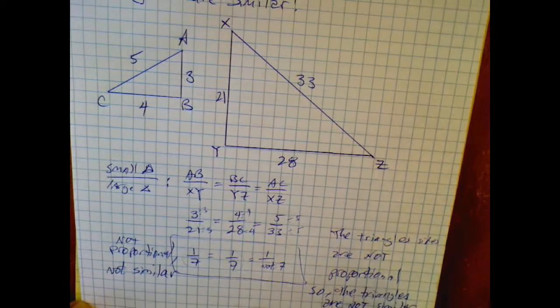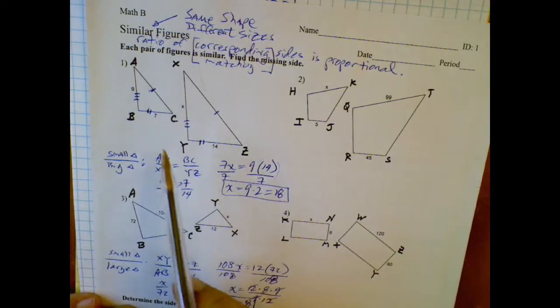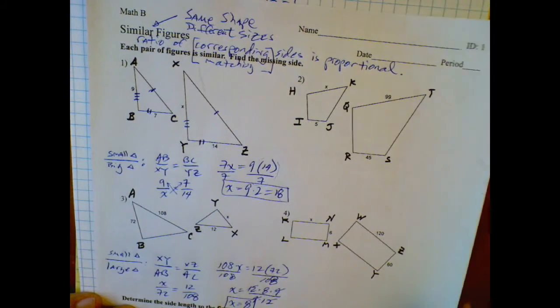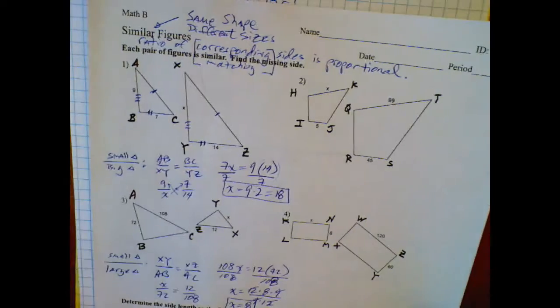Well, there's a little introduction to similarity. The wrap up again one more time is that in order for the figures to be similar, corresponding sides have to be proportional. That is, the ratios of them would be the same.